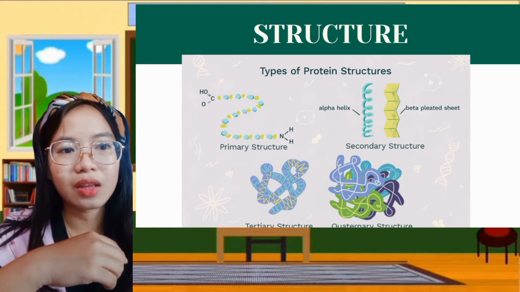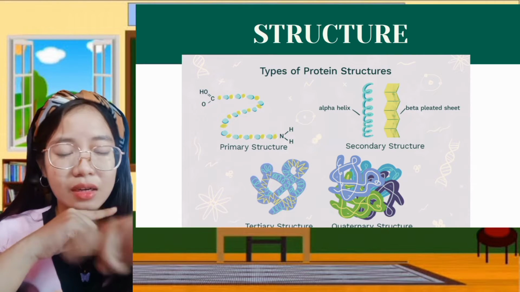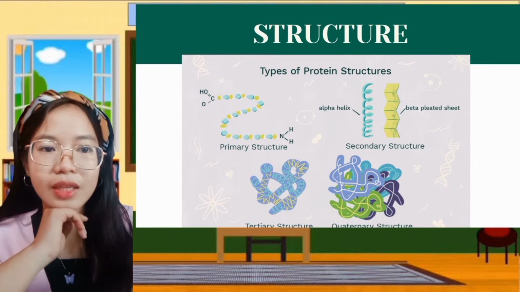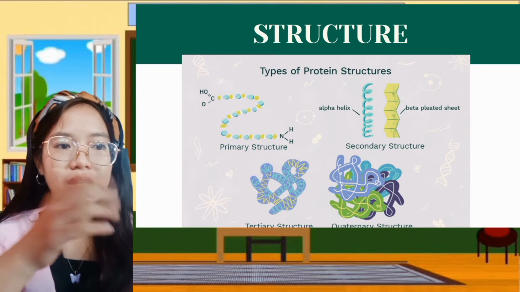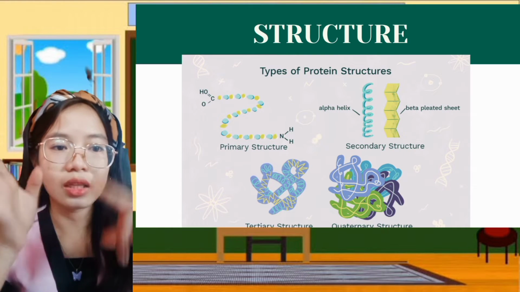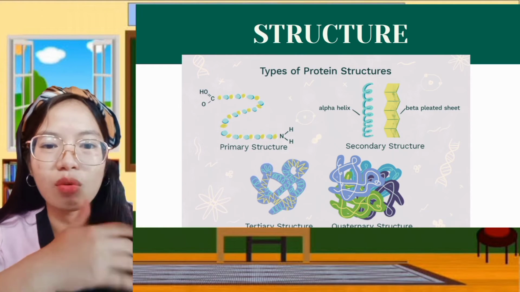So, makikita nyo dyan, parang paramihan siya ng paramihan ng mga chains, di ba? From the simple, sa primary structure, pwedeng dalawahan, pwedeng alpha helix or beta pleated sheets. And then tertiary, magkasama na yung dalawa. And then quaternary, ayan, parang buhay-buhay na.